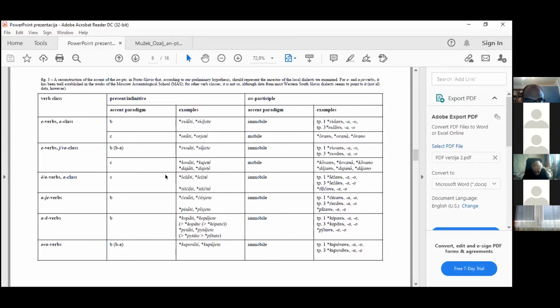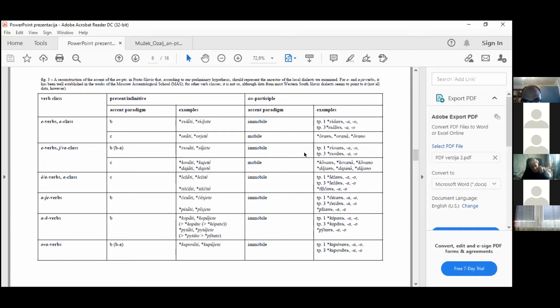But this correlation does not hold for other verb classes, where most of the data, such as the verb ležati or česati, kopati, and kupovati, in these classes, most data seems to point to immobile participles, even though at least the verbs like ležati actually have a mobile present. And we can't enter into details on how this came to be. Only we can say that this is the reconstruction that we start from. And we are the most interested in the immobile participles because this is where the rightwards accent shift is expected to operate.